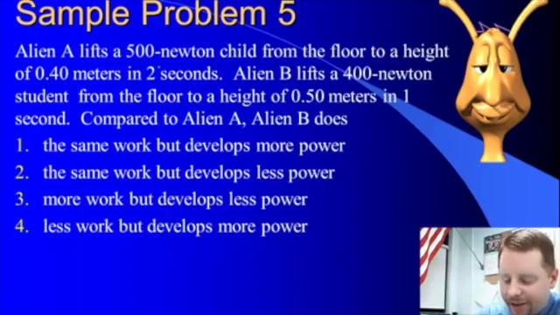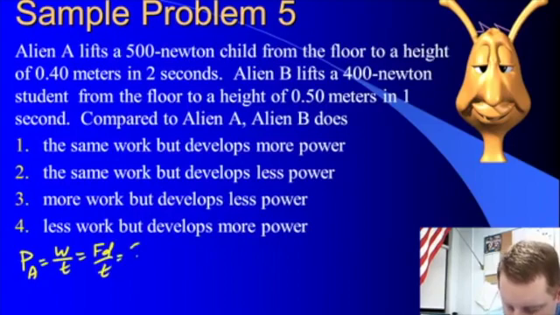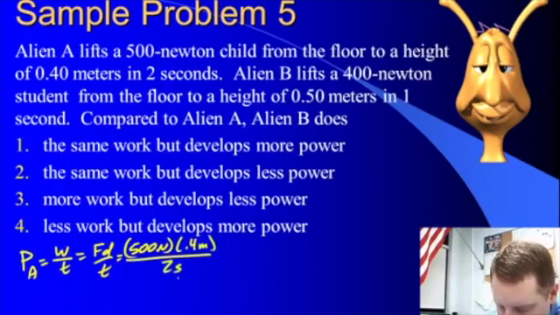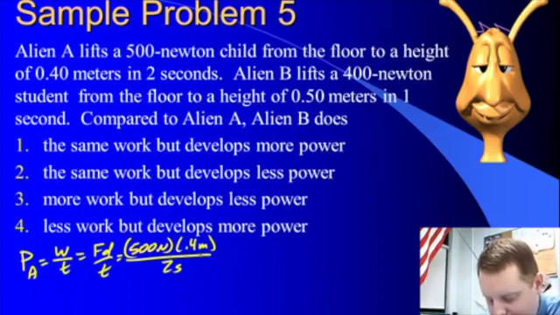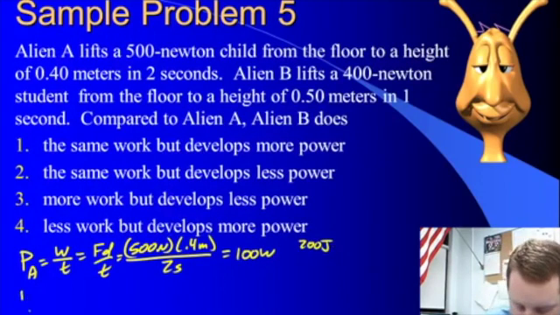Well, if Alien A lifts a 500 newton child from the floor to a height of 0.4 meters in 2 seconds, the power of Alien A is going to be work over time, or force times displacement over time. That's 500 newtons times our displacement, 0.4 meters, in 2 seconds. 500 times 0.4, that's going to give us 200 joules over 2 seconds, or 100 watts. But it did 200 joules of work.